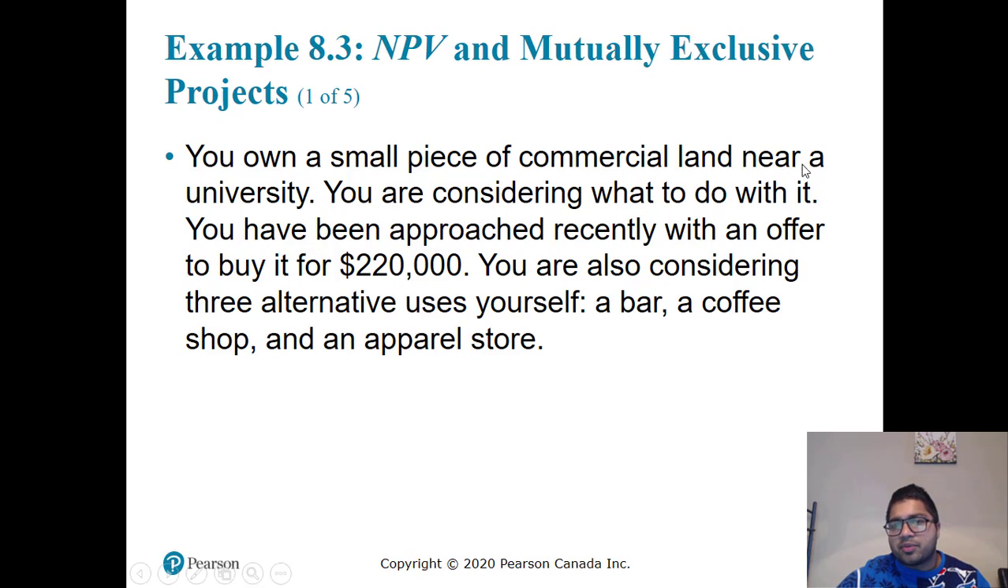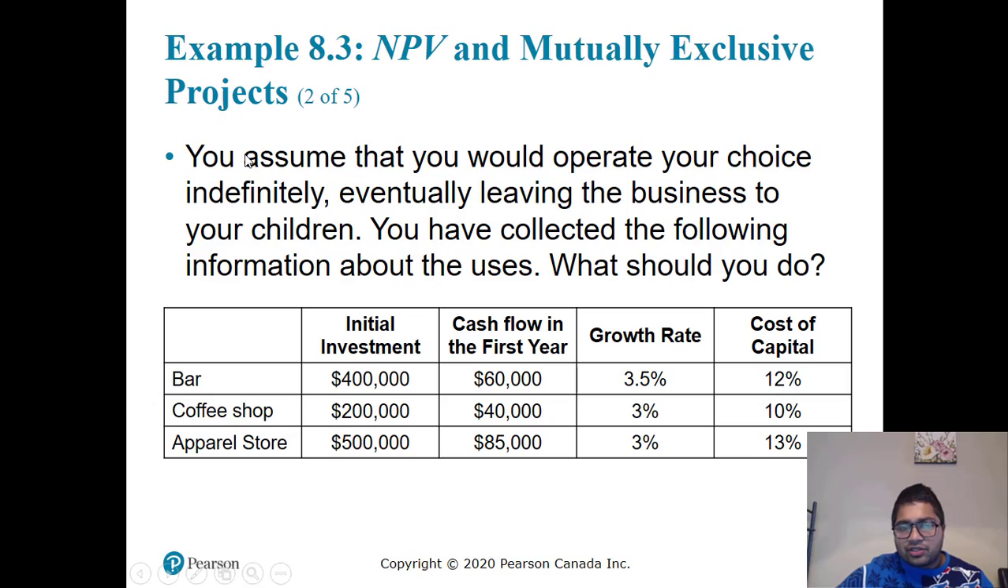You own a small piece of commercial land near a university. You are considering what to do with it. You have been approached recently with an offer to buy it at 220,000. You are also considering 3 alternatives: a bar, a coffee shop, or an apparel store on that land. You assume that you would operate your choice indefinitely, eventually leaving the business to your children. So there is no time frame. You have collected the following information.